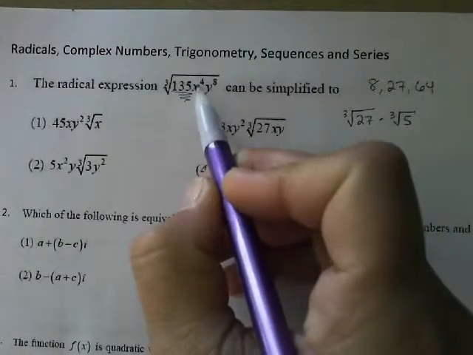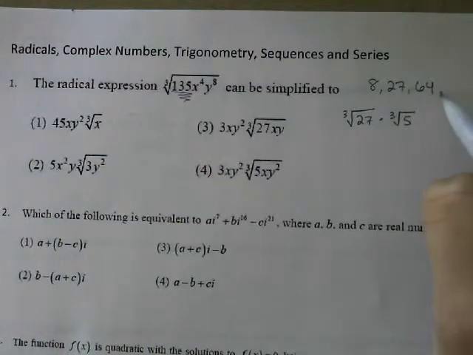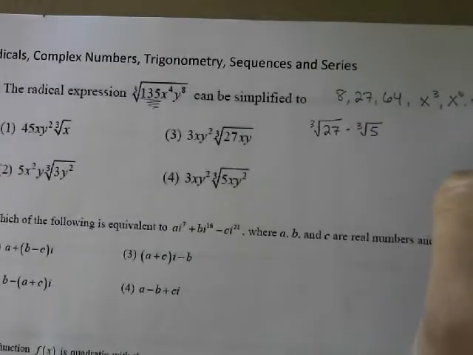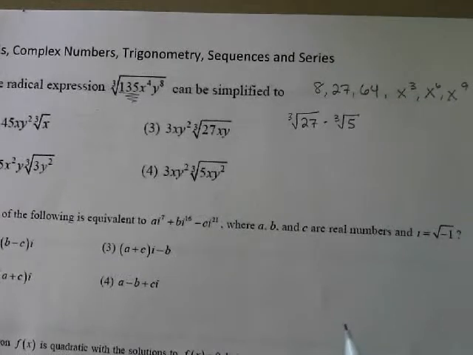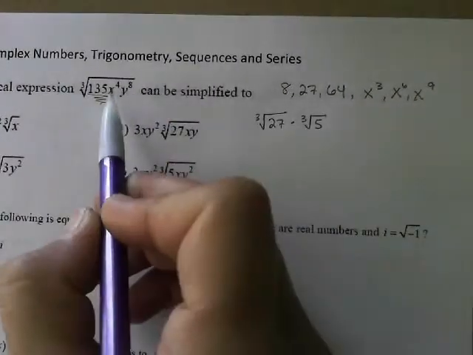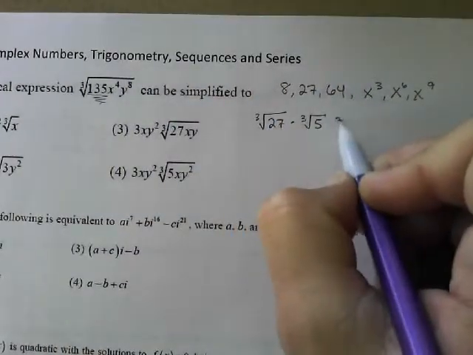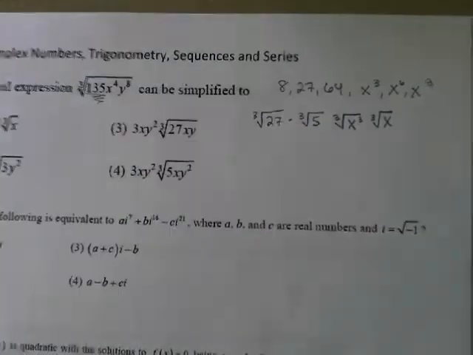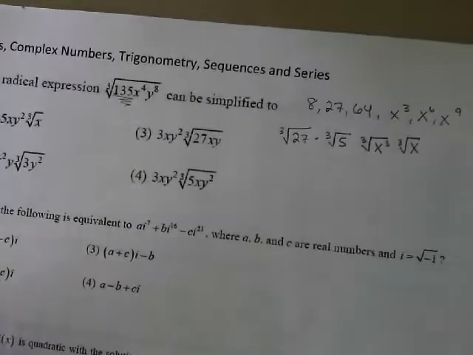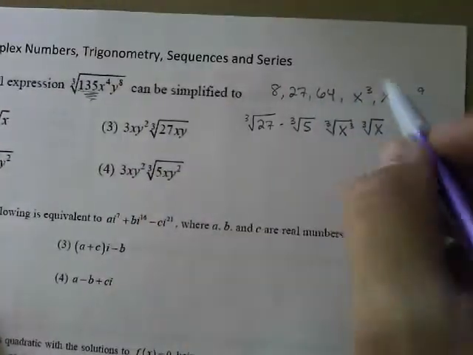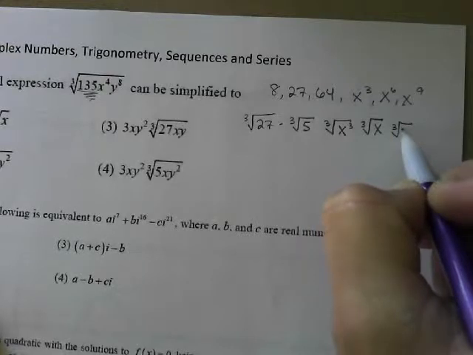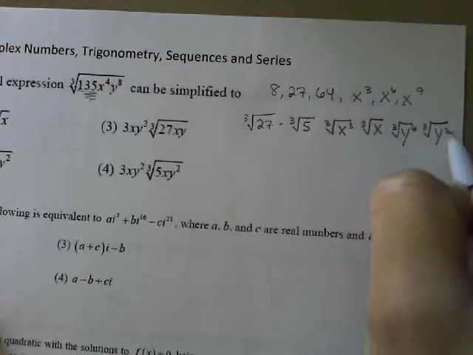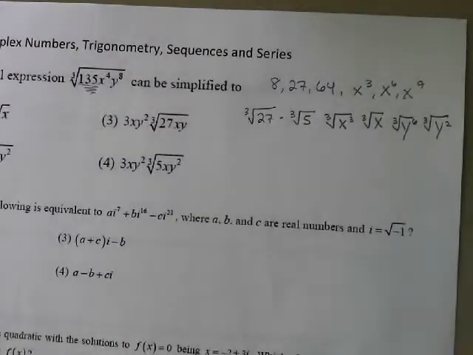And then you're looking for, variable-wise, anything x to the 3rd, x to the 6th, x to the 9th. Those are the types of perfect cubes for variables. So an x to the 4th, I would break down into the cubed root of x to the 3rd times the cubed root of x. So just breaking down that to x cubed times x. And then the y to the 8th, I would break down into the cubed root of y to the 6th times the cubed root of y squared.